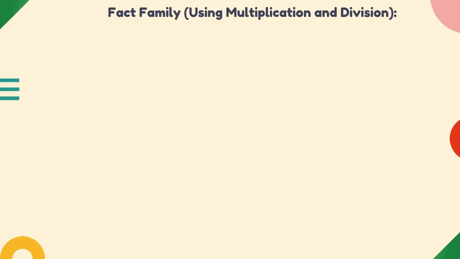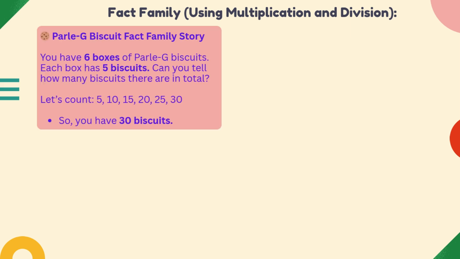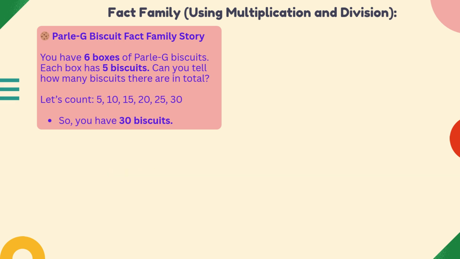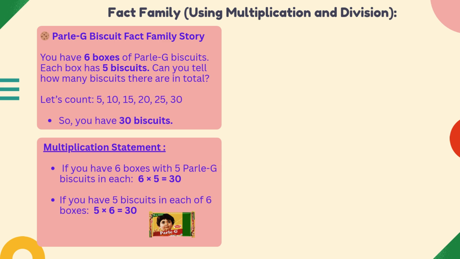Let's take another example. You have 6 boxes of Parle-G biscuits. Each box has 5 biscuits. Can you guess how many biscuits there are in total? Let's count together. 5, 10, 15, 20, 25, 30. So there are 30 biscuits in total. We can show this using multiplication. 6 times 5 equals 30. 5 times 6 equals 30.